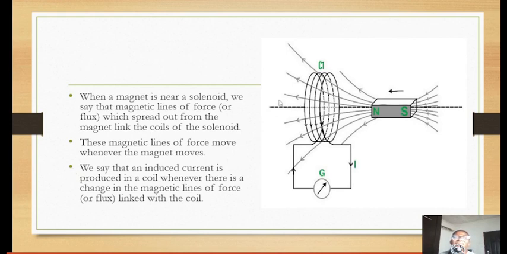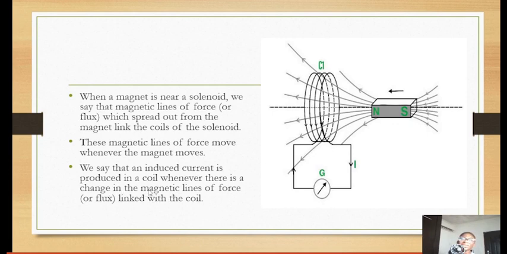When a magnet is near a solenoid, we say the magnetic lines of force or flux which spread out from the magnet link the coil of the solenoid. These magnetic lines of force move whenever the magnet moves. We say that an induced current is produced in a coil whenever there is a change in the magnetic lines of force or flux linked with the coil.